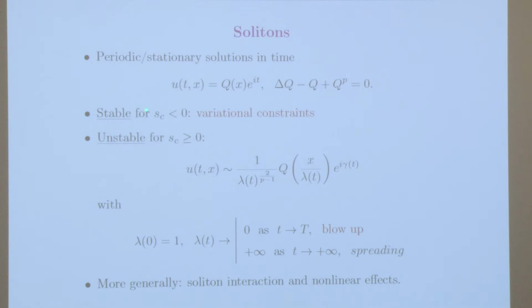Typically, for example, if p is not too large, you have time periodic solutions, u of t and x, of this form. So this is a separation of variables in space and time. In time, you just oscillate. And Q, in this case, is just the solution to this nonlinear elliptic equation.